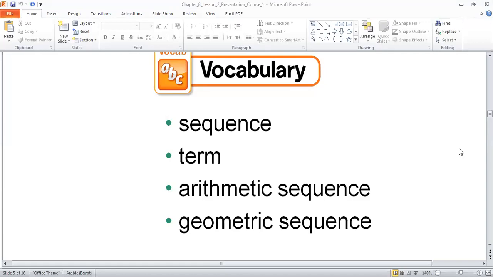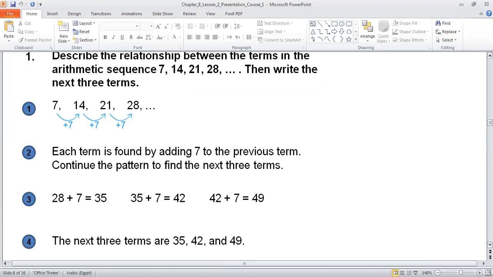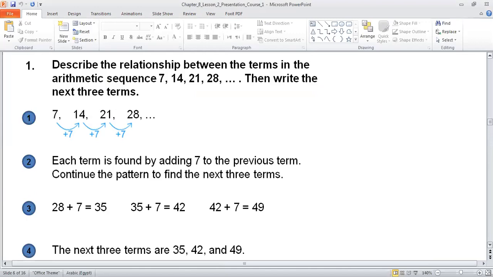Okay, we will go now to the small revision about what we studied yesterday. We said if we have a sequence by this shape, what do we have? Describe the relationship between the terms in the arithmetic sequence 7, 14, 21, 28. And it asks to write the next 3 terms.